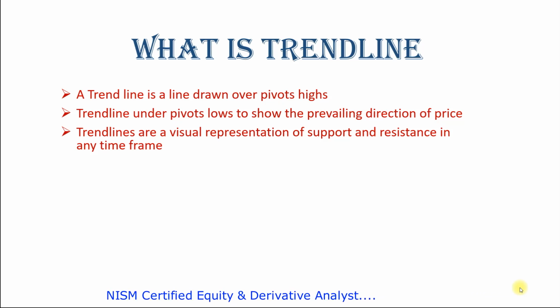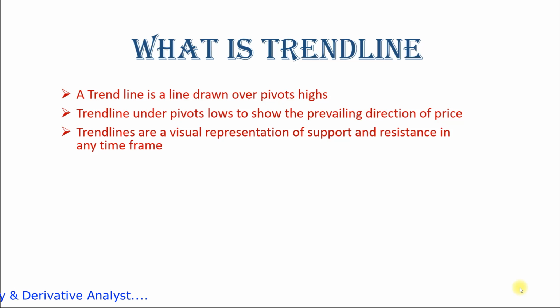So we will see from the base, that is, what is a trendline? A trendline is a line drawn over pivot highs, or under pivot lows, to show the prevailing direction of the price. Also, a trendline shows the visual representation of support and resistance in any time frame.